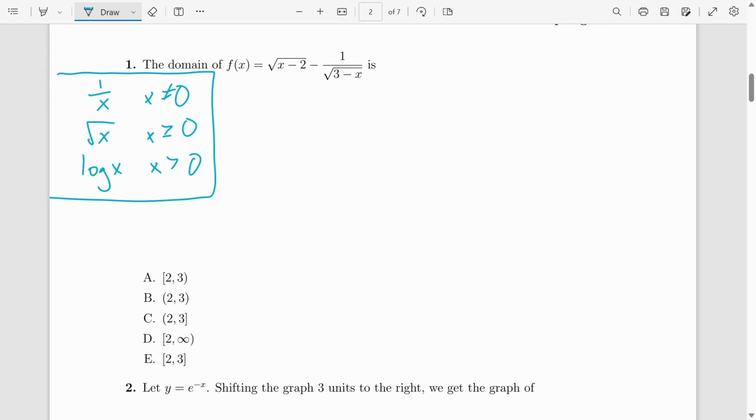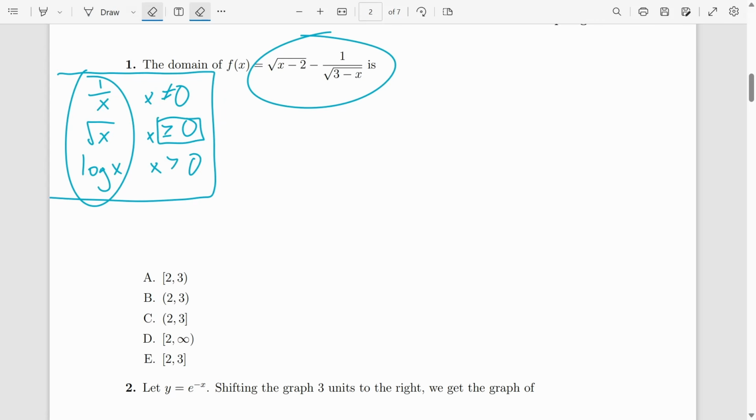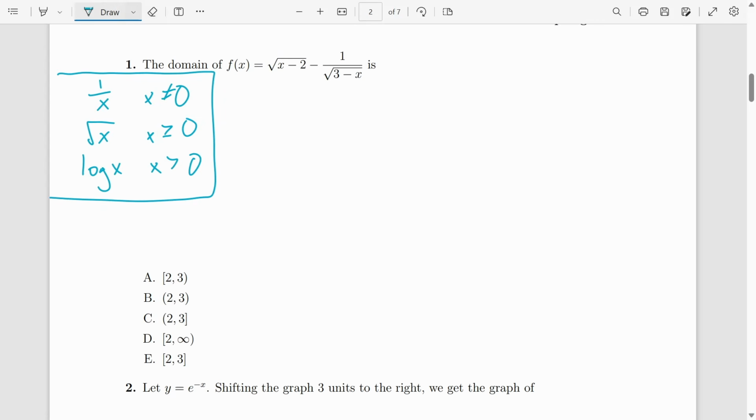Now, how do we take this and figure out what the restrictions are? We basically just see which one of these appear in the function, and then we set it not equal to 0 or greater than or equal to 0, things like that, and then solve for x. So let me show you what that means with the first part of this. It looks like we have three different restrictions that we'll have to worry about. We've got this square root, we've got this square root, and we have this fraction. So we've got two square roots, and we've got one fraction. Those are the three restrictions on our domain.